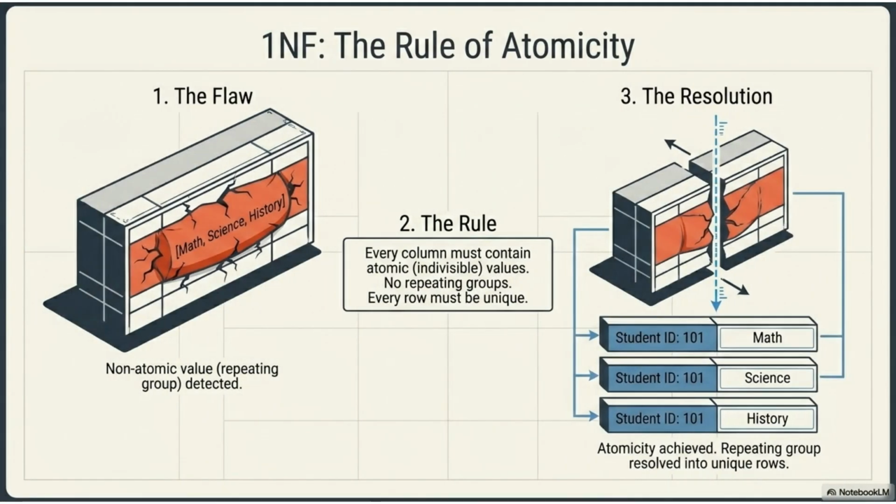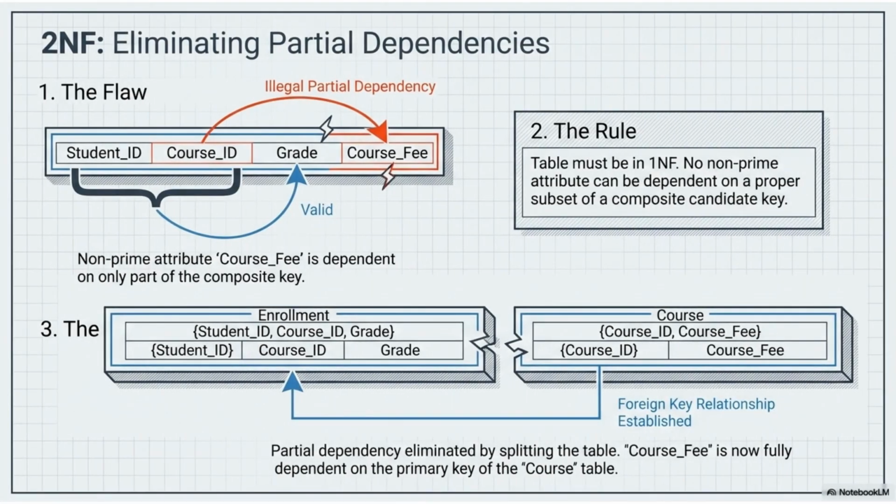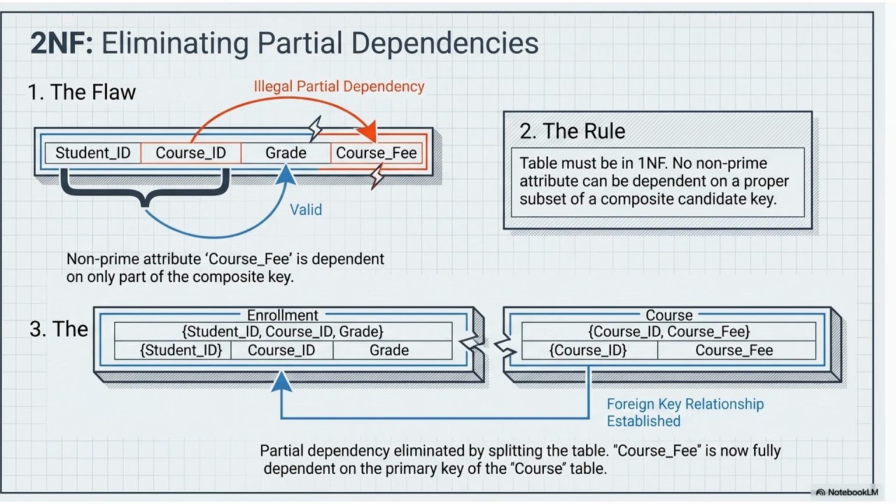First normal form, or 1NF, focuses on atomicity. By eliminating repeating groups and ensuring every row is unique, we establish a clean foundation. 2NF eliminates partial dependencies. By ensuring non-prime attributes depend on the entire candidate key, we reduce redundancy effectively.